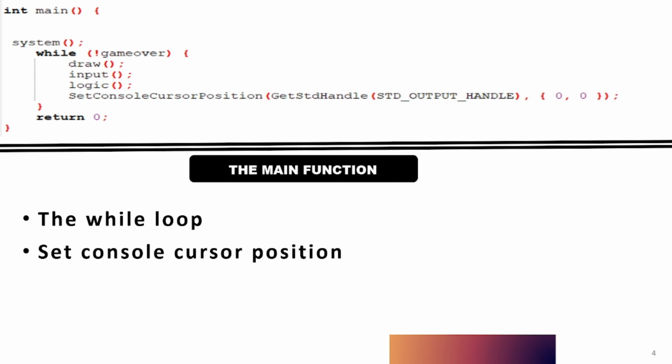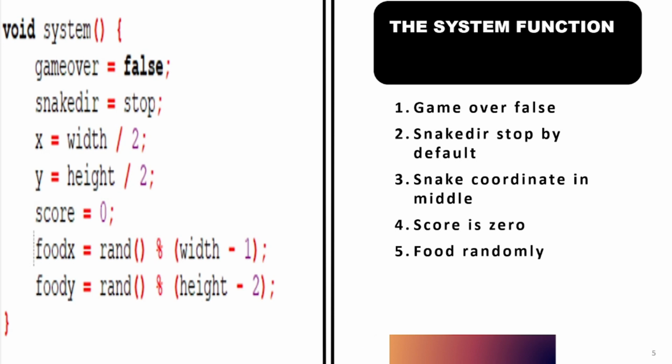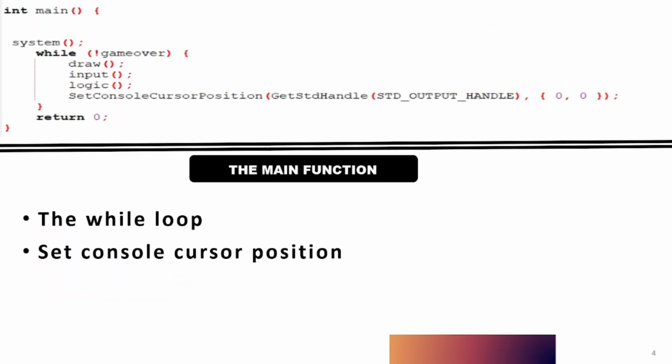As we can see, the system function is called outside the while loop. Now, this has a very good reason. As we can see in the system function, the initial values of the game are stored as the snake is in the middle, the score is 0, and food is generated randomly. Now, if we call the system function inside the while loop, it will again and again bring the snake to the middle. It will again and again set the score to 0, and it will again and again randomly generate the food.